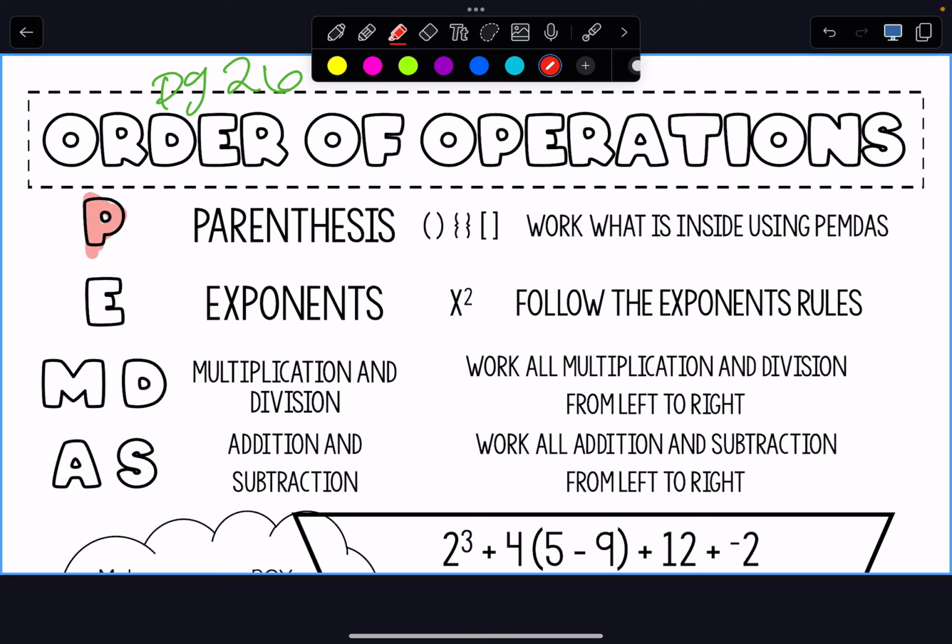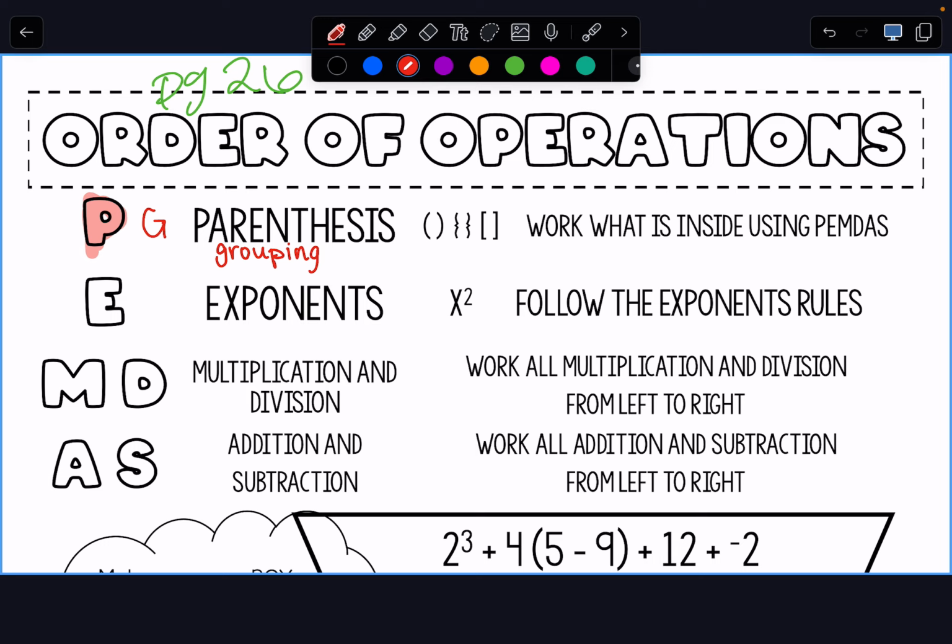P stands for parentheses. So all of these right here, this is parentheses, but sometimes you might see a brace or a bracket. They still mean parentheses. What I would also like you to write down is a G, for grouping. So sometimes things are grouped together, maybe inside of an absolute value. It's not parentheses, but they're grouped together.